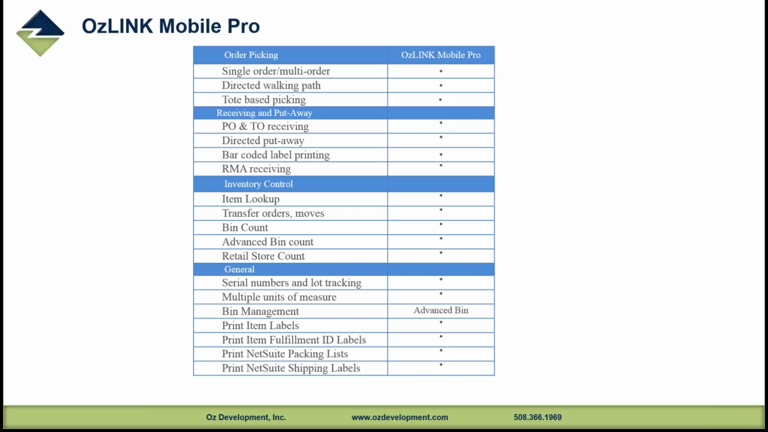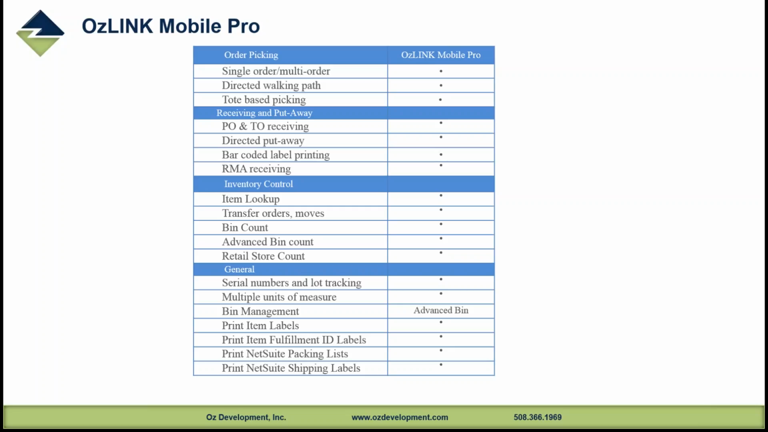Finally, and we'll step through a demonstration of some of this, but just to highlight one or two other options here. Around label printing, OzLINK Mobile Pro does a great job. It makes it very easy for your users to print item labels, both at receiving and at lookup from the warehouse floor. We can print item fulfillment ID labels. So after we've picked an item for an order, we can print a little label that will identify what the sales order and fulfillment ID is for that item or group of items.